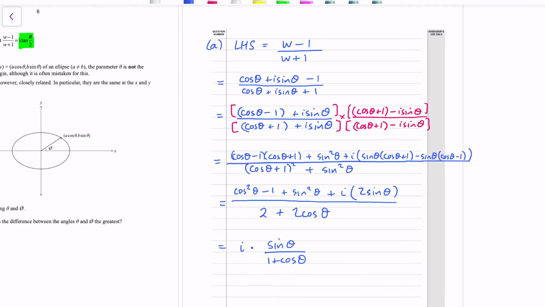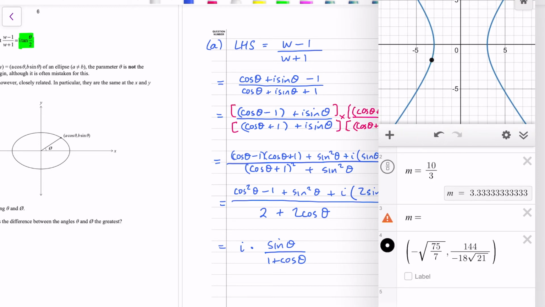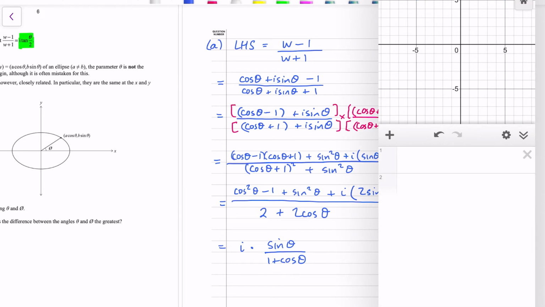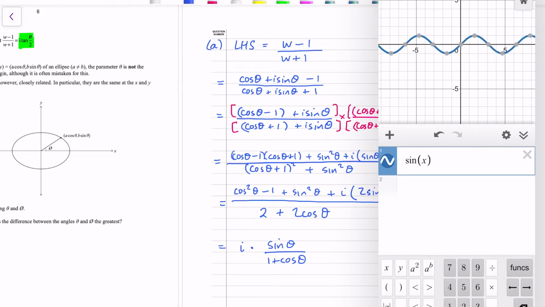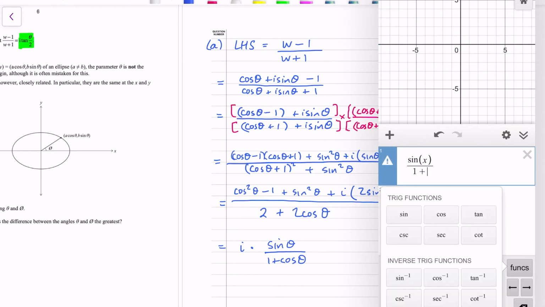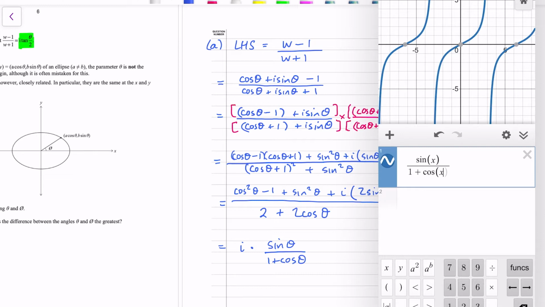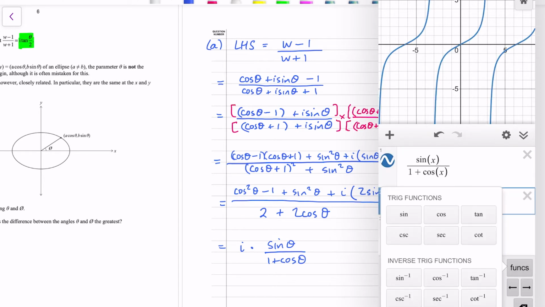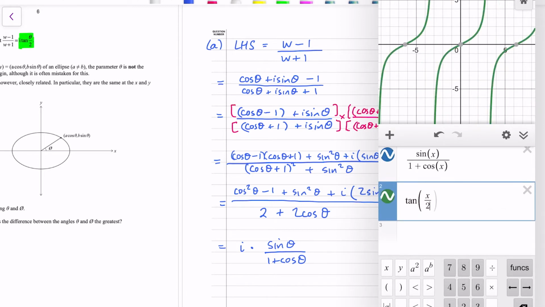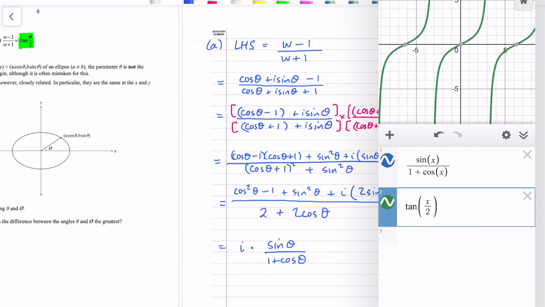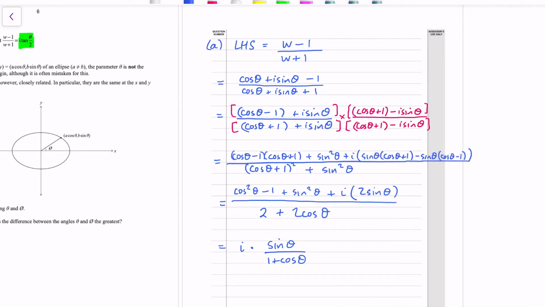If you're ever unsure about something in an identity and you think you're wrong, just type in the function that you have. So sine theta divided by 1 plus cos theta. Oh, it looks like a tan graph, so we're probably right. And then we type in tan of x over 2. And you could use your graphics calculator to do this if you felt that the identity you were trying to prove had a little error in it, but because these functions are the same, it gives us confidence that we've got the right expression, we haven't made any mistakes.